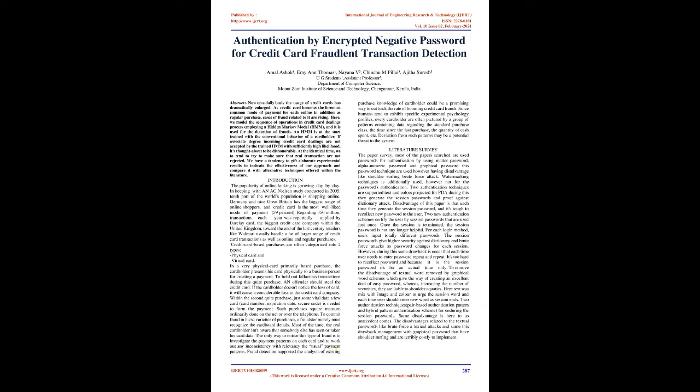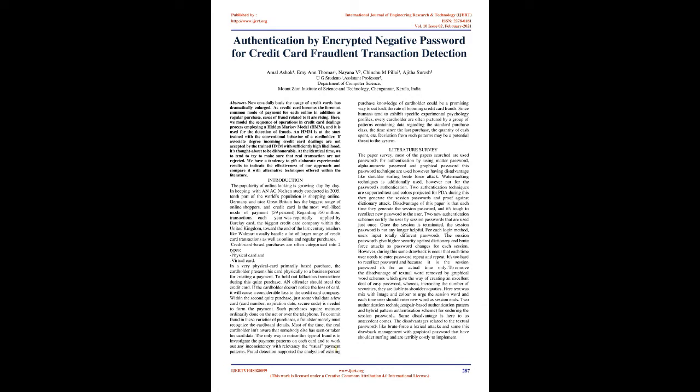And the HMM is at the start trained with the normal behavior of a cardholder. If an incoming credit card transaction is not accepted by the trained HMM with sufficiently high likelihood, it is thought to be fraudulent. At the same time, we also try to make sure that real transactions are not rejected. We present detailed experimental results to show the effectiveness of our approach and compare it with other techniques available in the literature.